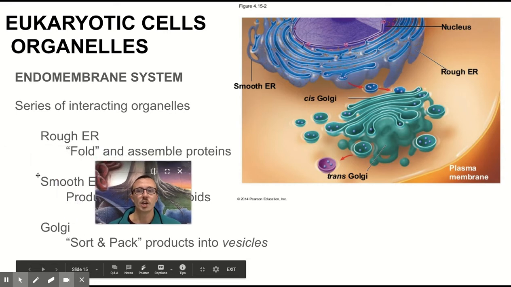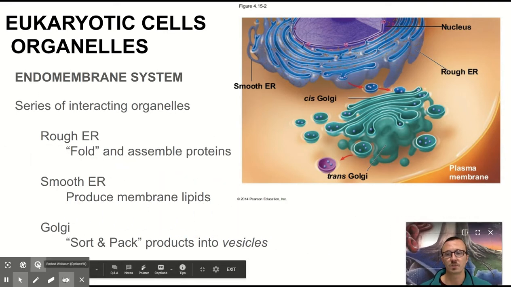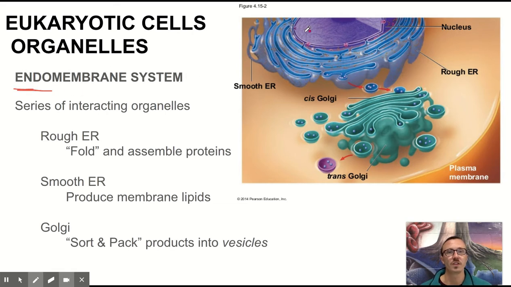And then we have the endomembrane system. So in science, when you see endo, just think inside. So this is an internal membrane system. You can see the nucleus here, and you can see these highly folded membranes that extend off of the nucleus, and they actually reach all the way to the plasma or cell membrane. And there are different parts to this endomembrane system, and each of these has a unique function.